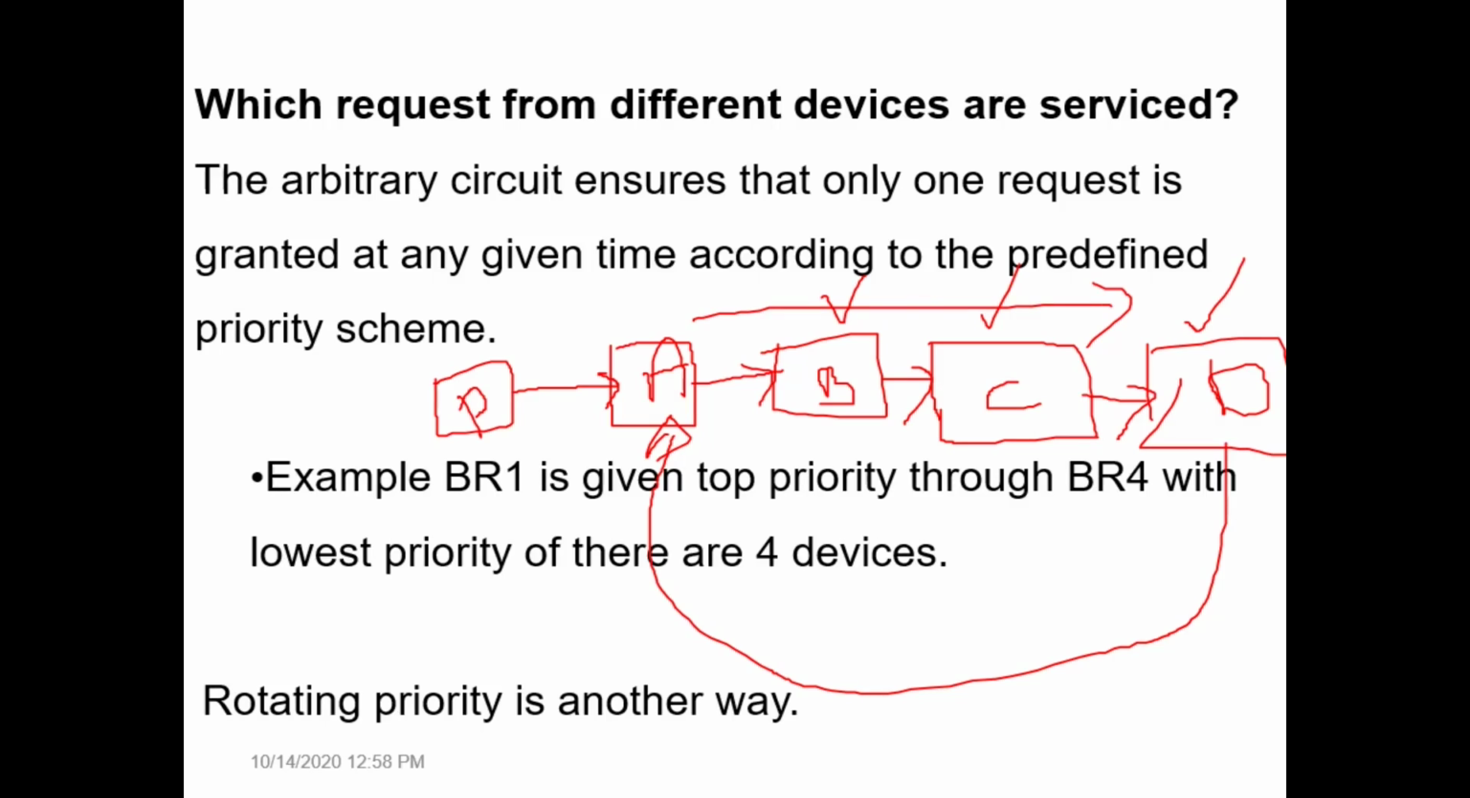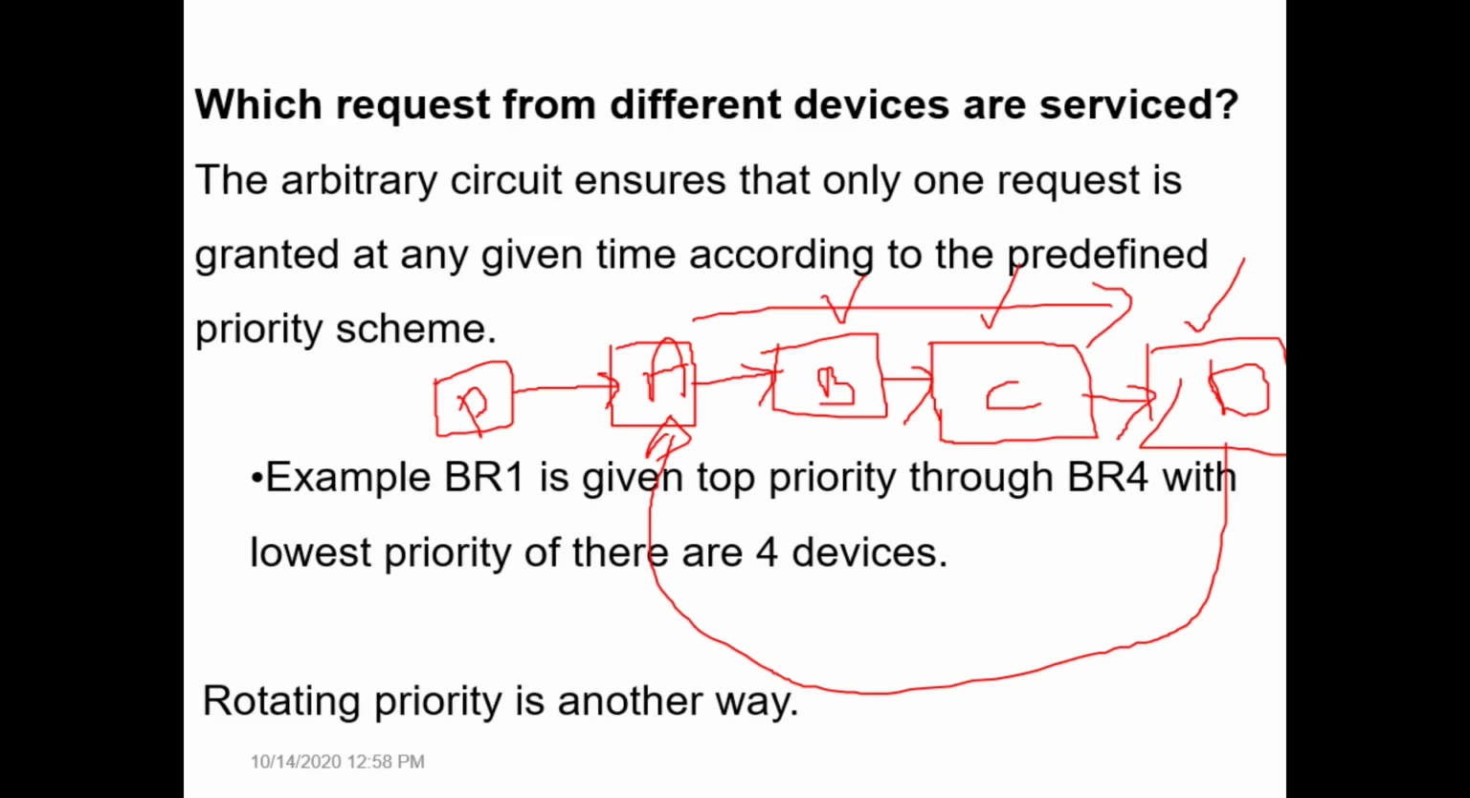Correct, no? The current priority of every device is given to the next priority device. And the last device priority, which is the least priority device, its priority is given to the highest priority. So this is kind of a rotation, priority rotation.